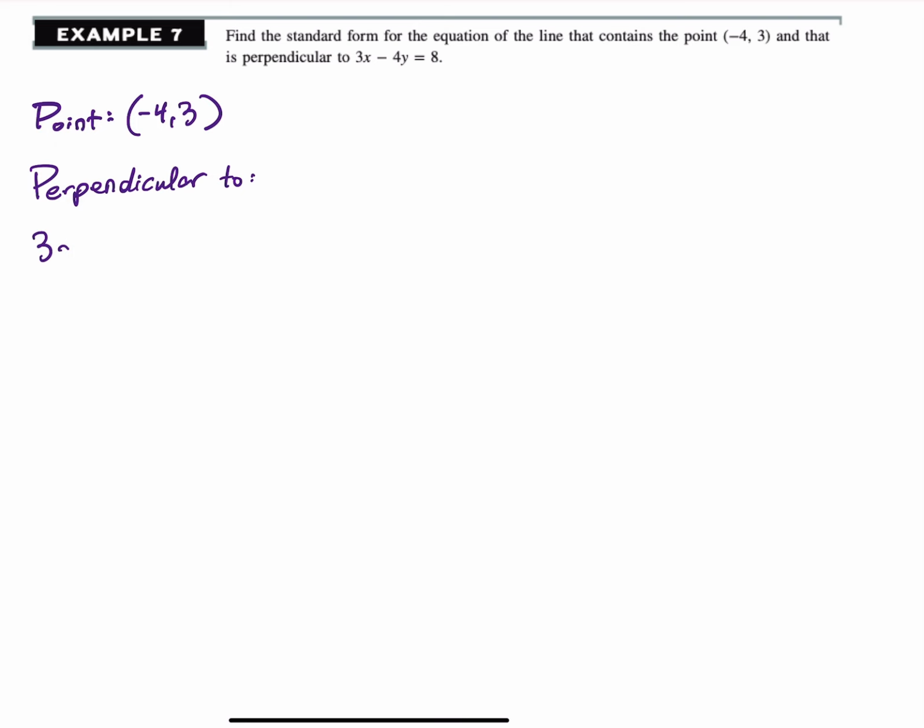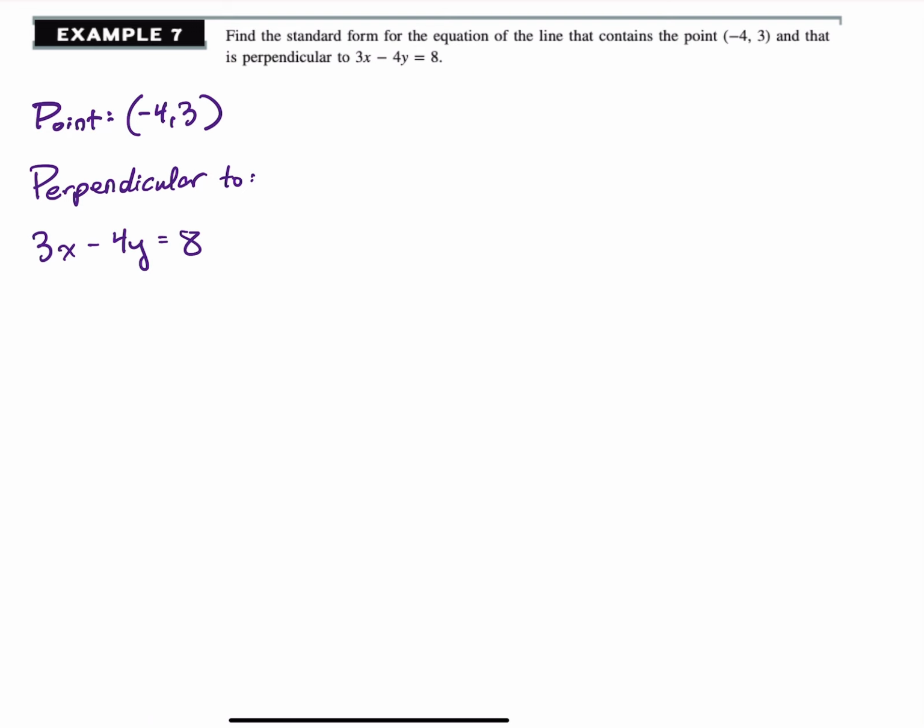And they give us a line in standard form, 3x minus 4y equals 8. So we know we're perpendicular to this line, which means we will have a negative reciprocal slope, but it's hard to read the slope when it's in standard form like this. So first let's convert this over to slope-intercept form. Let's solve it for y.